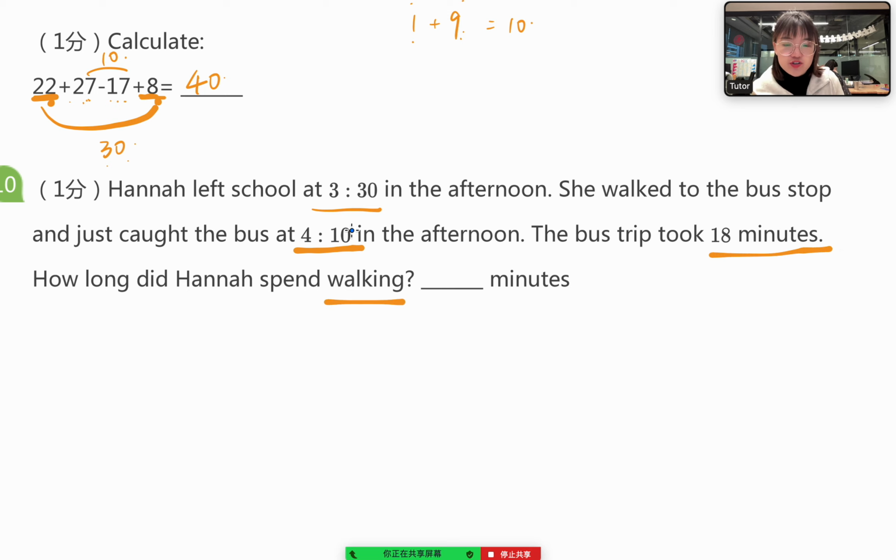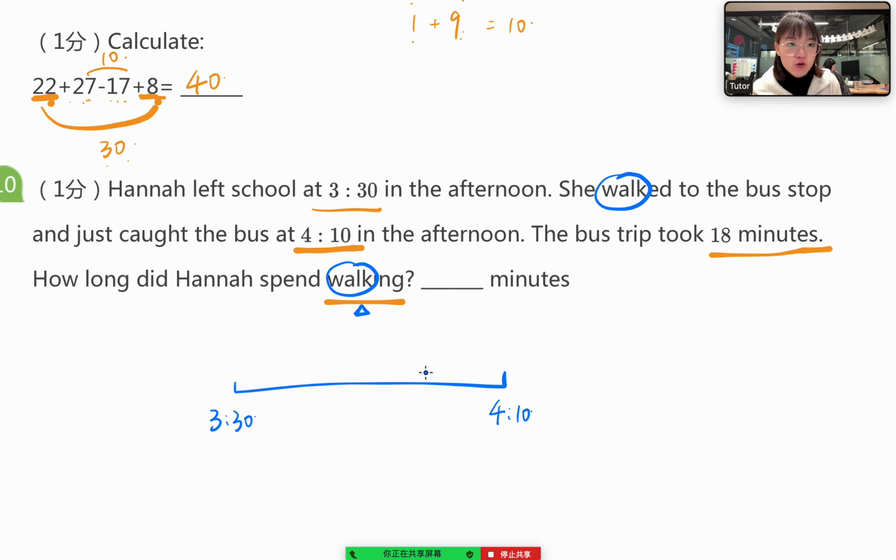Okay, the question asked us the time of walking, right? So let's find the word walk in the question here. So when did Hannah walk? Hannah walked to the bus stop. So now the question is, how long did Hannah walk from school to the bus stop? And from school, the starting time is 3:30, and the ending time at the bus stop is 4:10. How many minutes between 3:30 and 4:10?